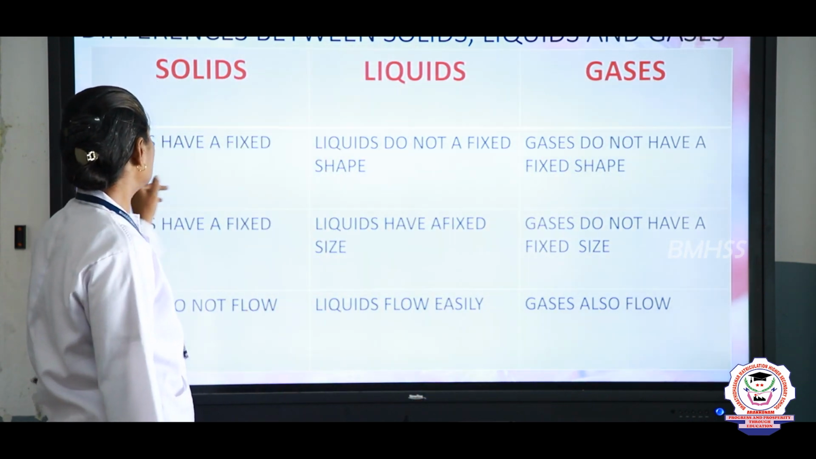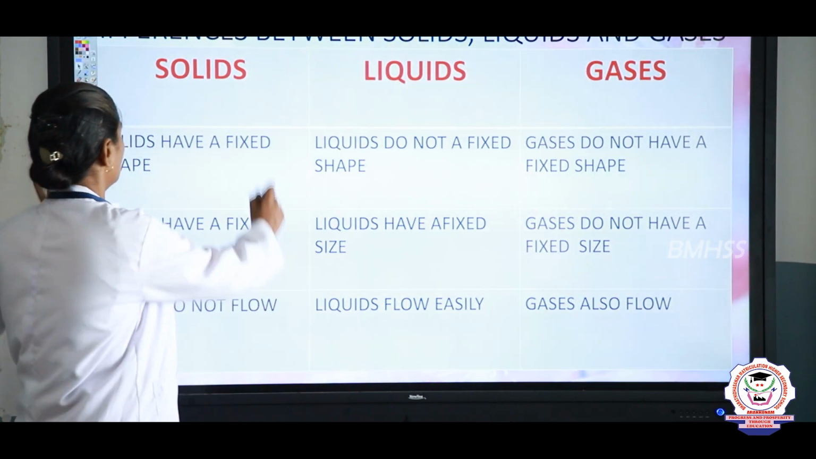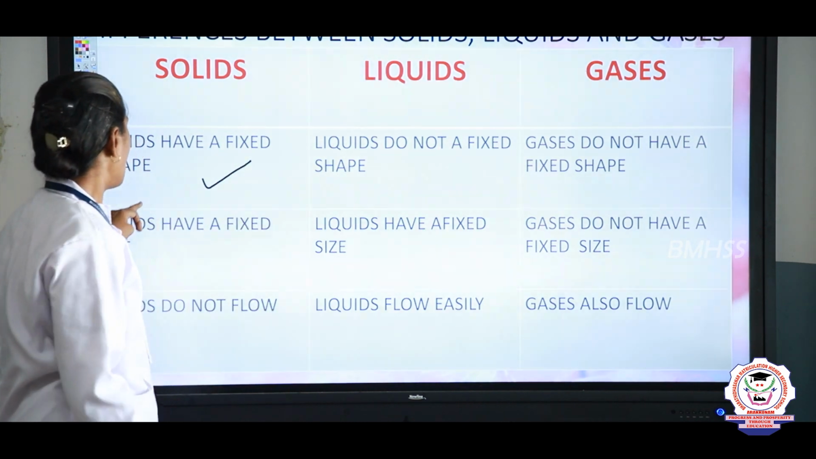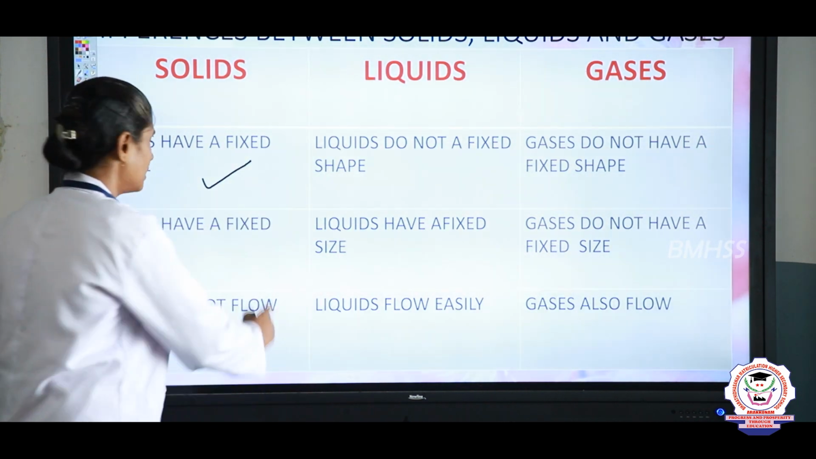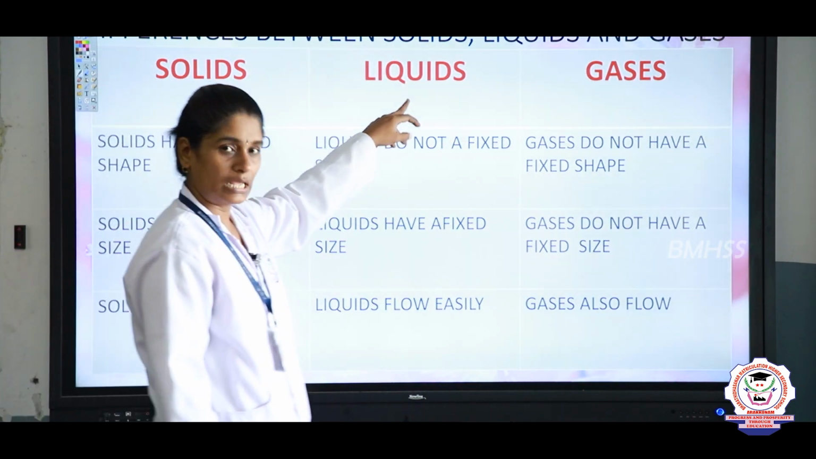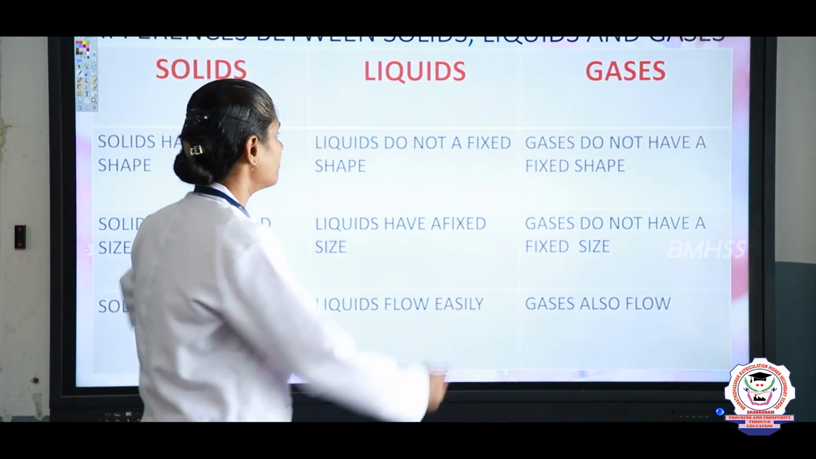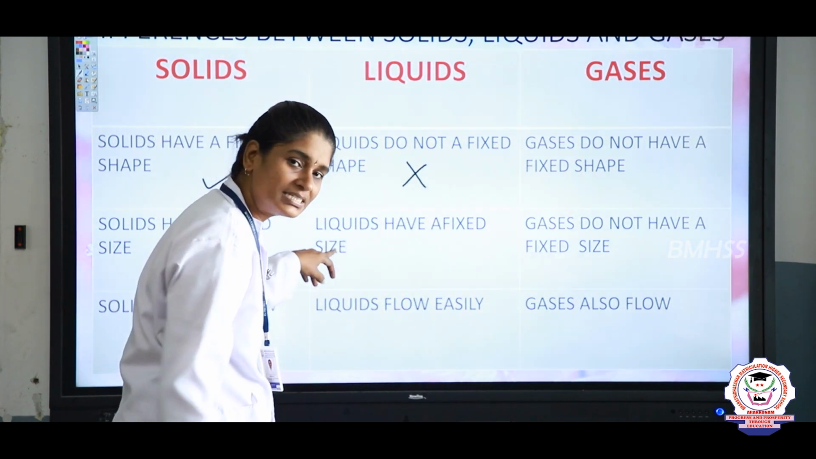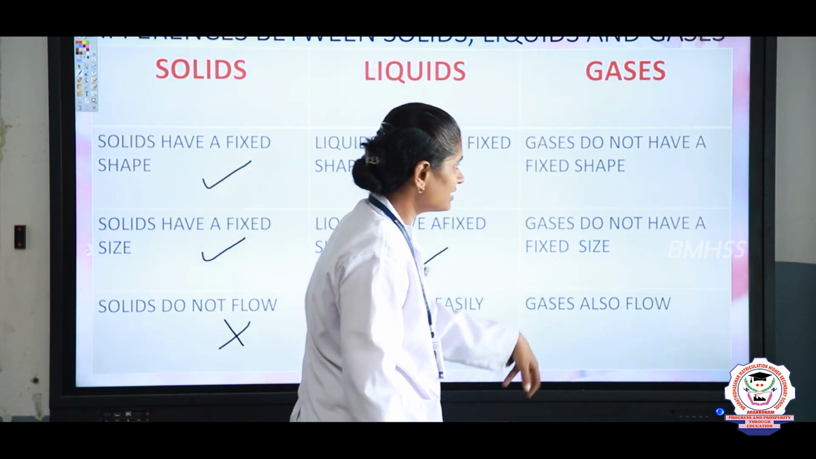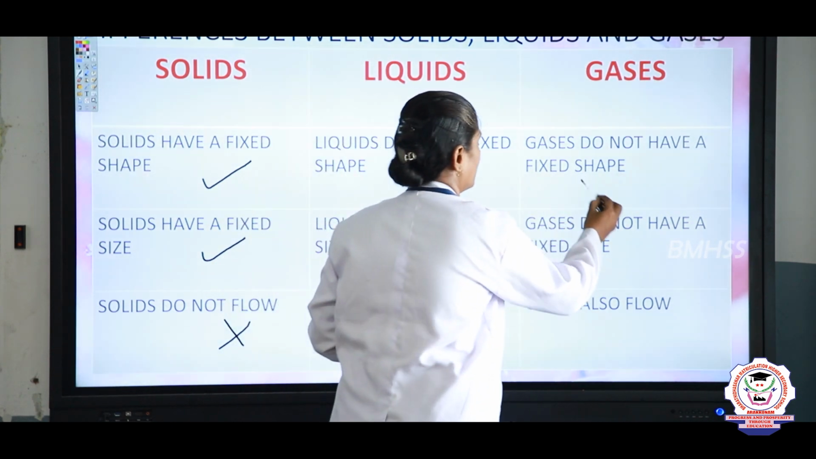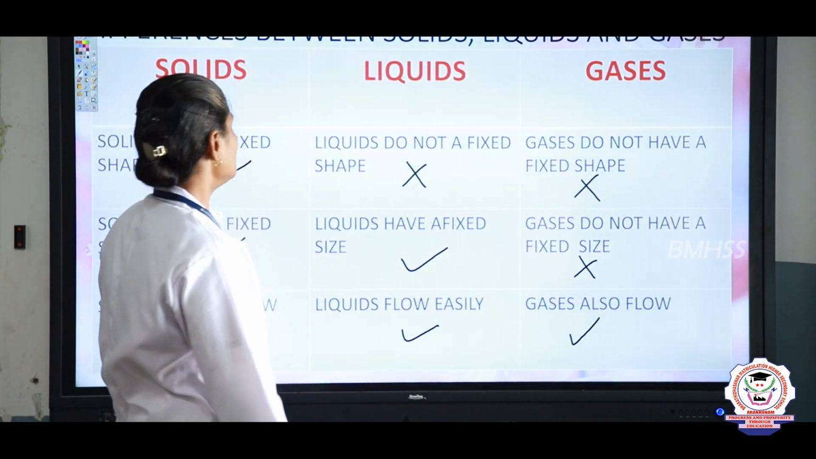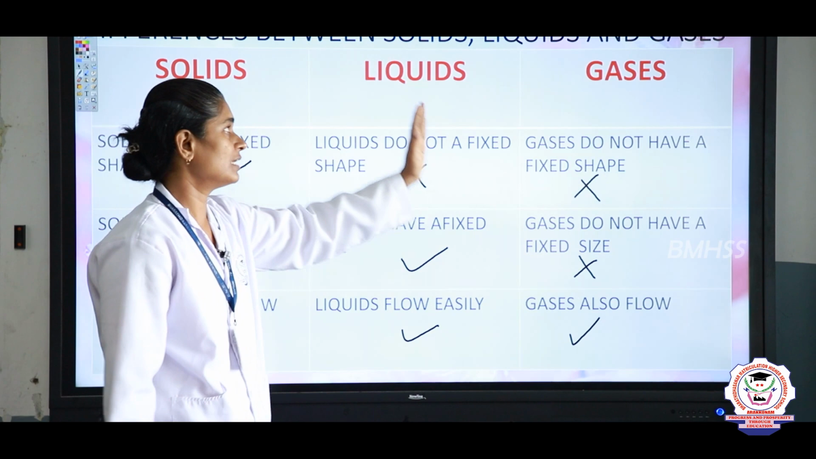First, when we talk about shape, solids have a fixed shape and a fixed size, and solids do not flow. Liquids do not have a shape but have a fixed size, and liquids flow. Gases do not have shape, they do not have size, and gases also flow very easily. These are all the differences between solids, liquids and gases.